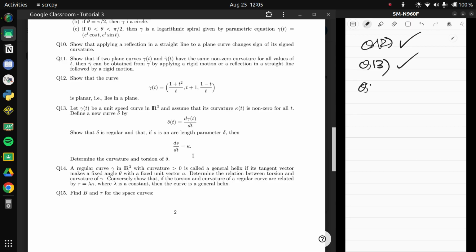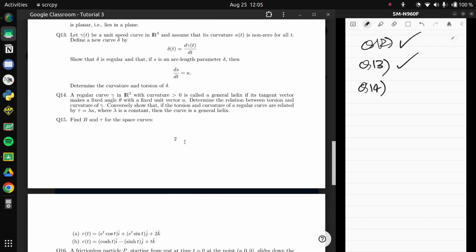Really, they should be giving me options so that at least I can figure out in what form I have to answer. In any case, a regular curve with curvature something is called a general helix if its tangent vector makes an angle theta with the fixed unit vector a. Tangent vector makes, okay, cool, makes sense.